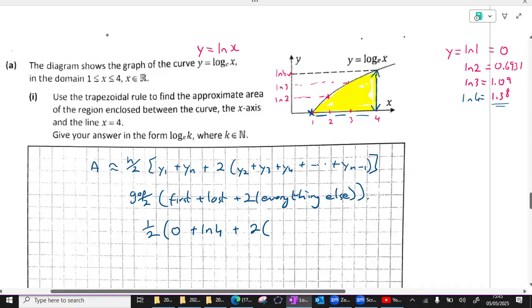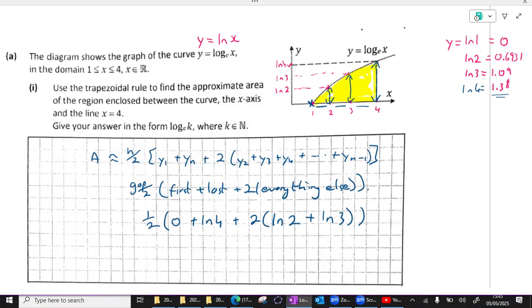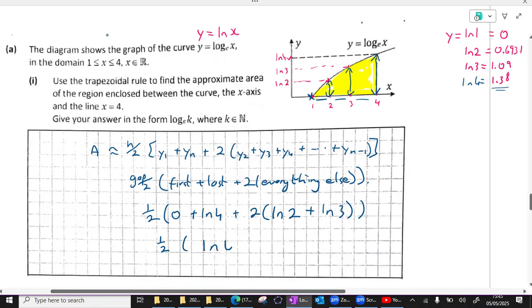Now, what is everything else? Well, this measure here, which is the natural log of 2. And the next one is the natural log of 3. Again, you can put in the numbers there if you want, but sometimes it's easier to leave that until the end. So you're just using your trapezoidal rule here. So we have a half, and now we have 0, natural log of 4. So that's just the natural log of 4 plus twice. Now, if we have logs that are being added, we can think of them as multiplication. So really, you can think of them like that.